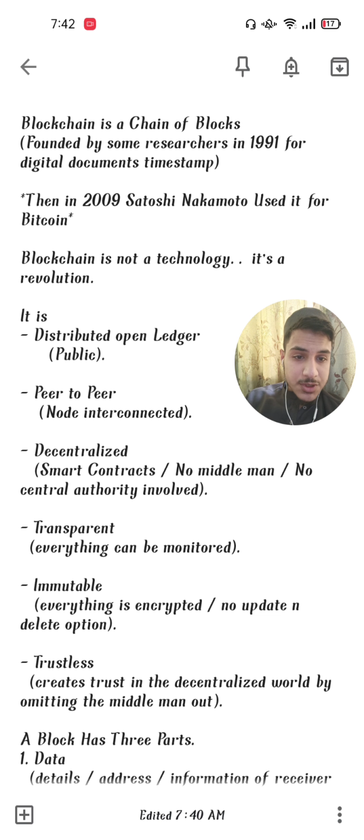The system is peer to peer, meaning the nodes are interconnected with each other. They are connected to each other, and the transaction validation is done by the interconnection of all these nodes, right? The technology is decentralized, meaning it works on smart contracts. The middleman is not there, the third party is not there, no central authority is there, nothing is involved, no third party involved. It works on smart contracts and is completely decentralized, right?